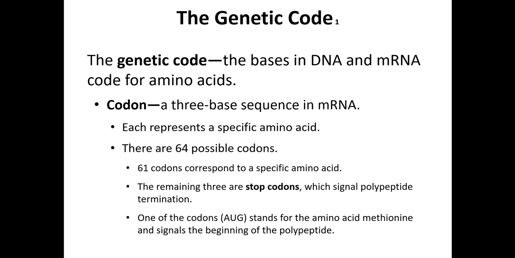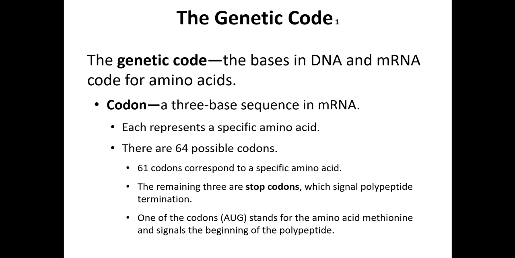The genetic code. A gene is a sequence of DNA that codes for a protein. mRNA contains triplet codes called codons, which are translated into amino acids using the genetic code. The genetic code is nearly universal in all organisms. One of the codons, AUG, stands for the amino acid methionine, which is actually the signal for beginning any polypeptide.